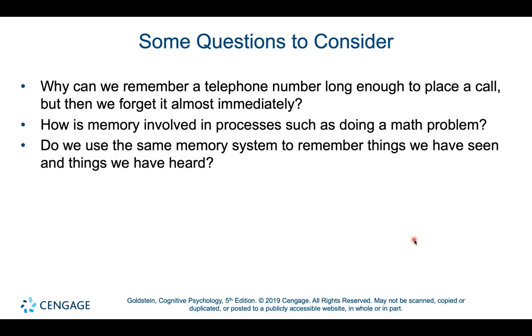So for example, why can we remember a telephone number long enough to place the call, but then we immediately forget it after we've made the call? How is memory involved in the process of, for example, doing math? And do we use the same memory systems to remember things that we have seen and things that we have heard?